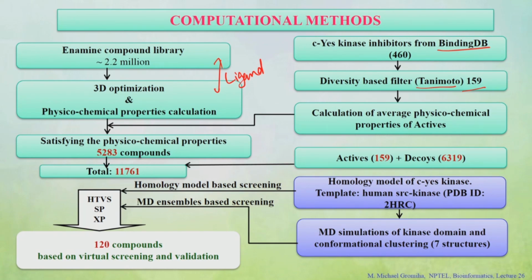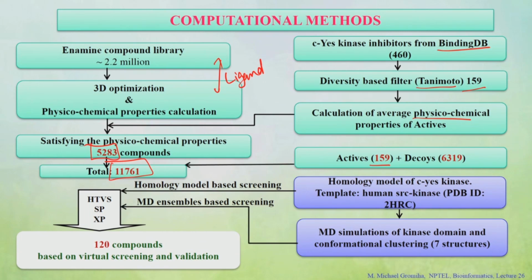Now we compare these physicochemical properties with the physicochemical properties of the 2.2 million ligands, and based on the deviation, you can remove several compounds. Finally, we ended up with only 5200 compounds. So, it is drastically reduced from 2.2 million to 5000 compounds. Then we added some decoys, to see whether the decoys are correctly eliminated and the actives are correctly identified. With these 5000 compounds, we added 159 actives and 6000 decoys, so that this will be 11,761 compounds. Fine, this is now the ligand side, we fixed this set of compounds.